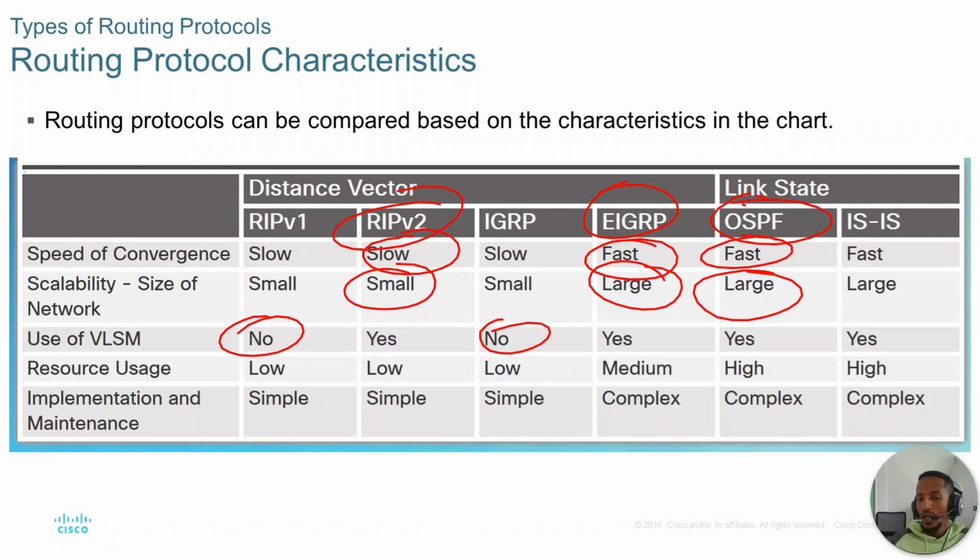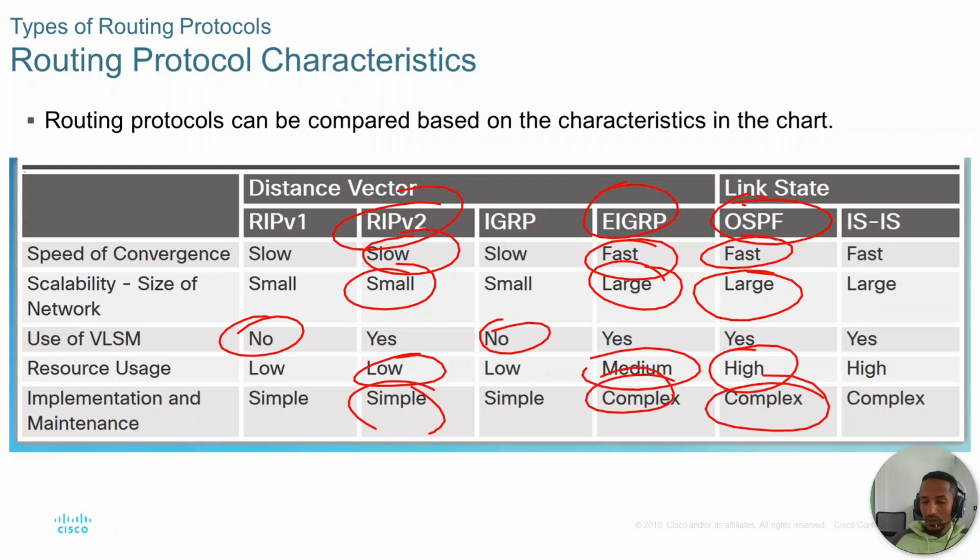So what about the resource usage? The resource usage of OSPF will usually be high. They will use high resources. That means CPU and RAM will be utilized heavily. EIGRP will be medium, and RIP version 2 will be low. And also for the implementation and maintenance, if something happens to your network, how do you manage? So if some kind of scenario happens, usually RIP version 2 will be easier to maintain. So that can easily be maintained, but in the case of EIGRP or OSPF, they are not as such.